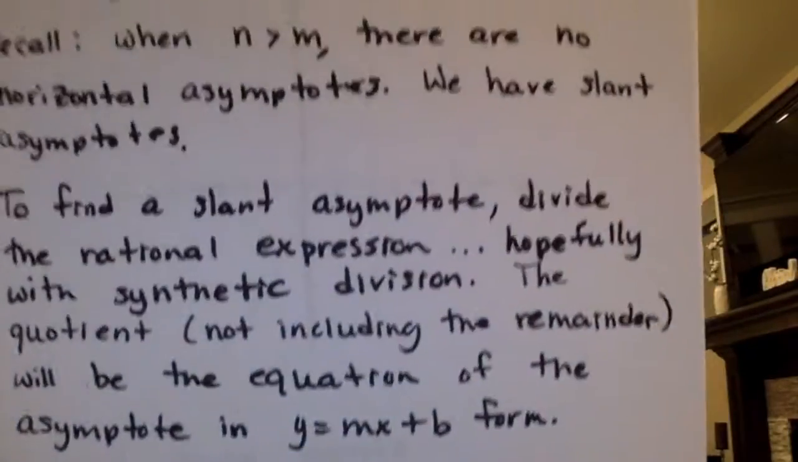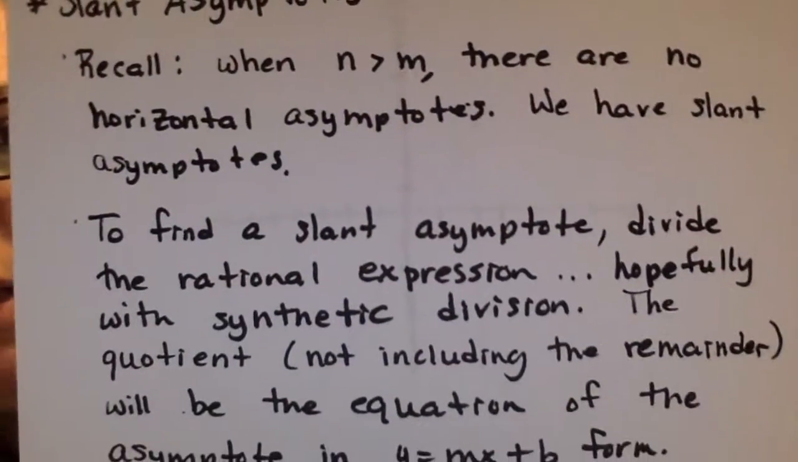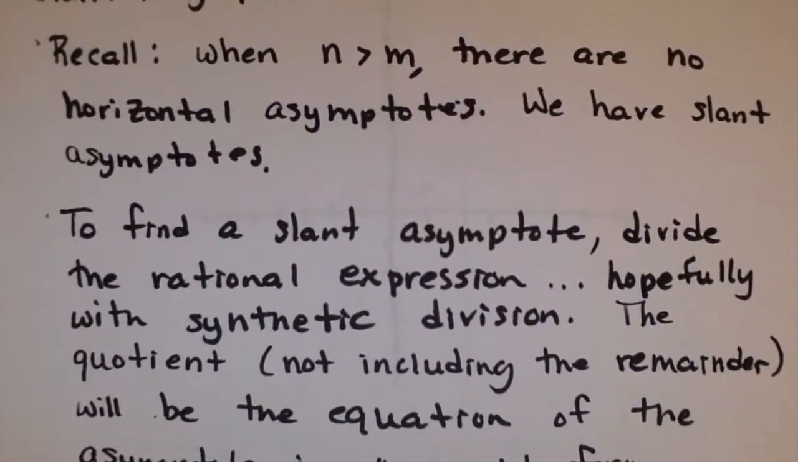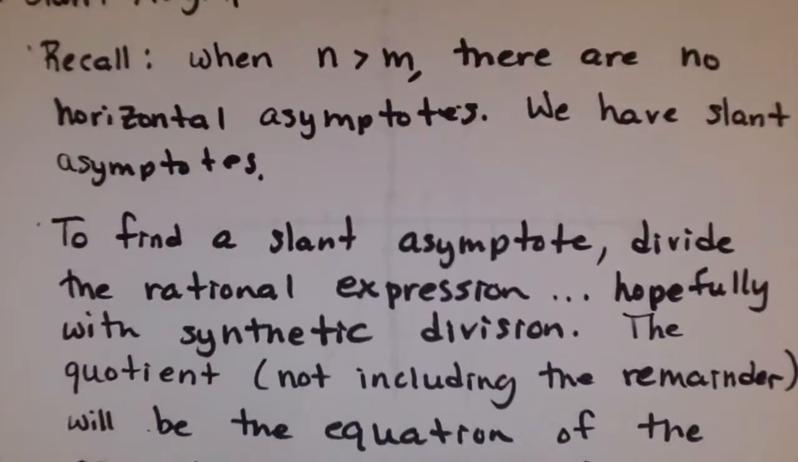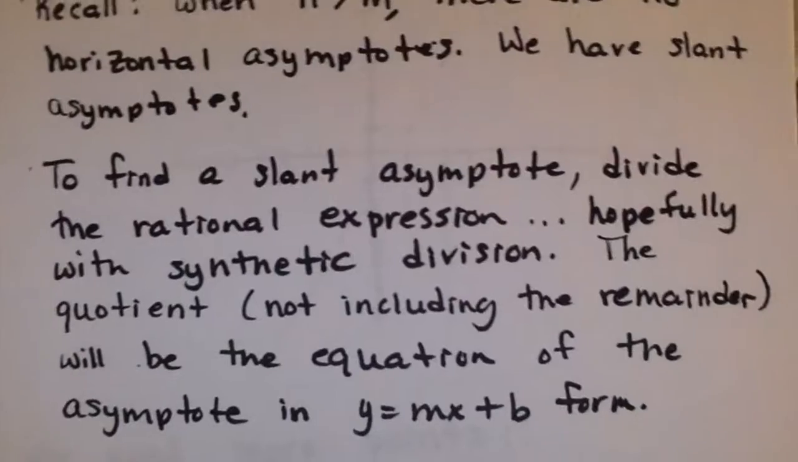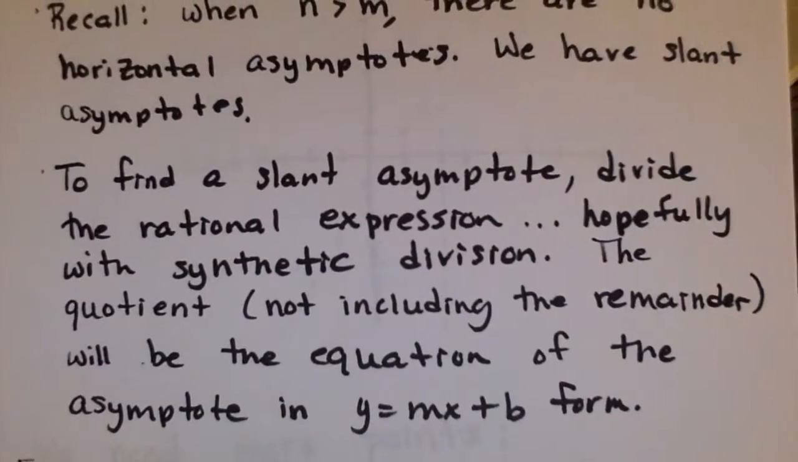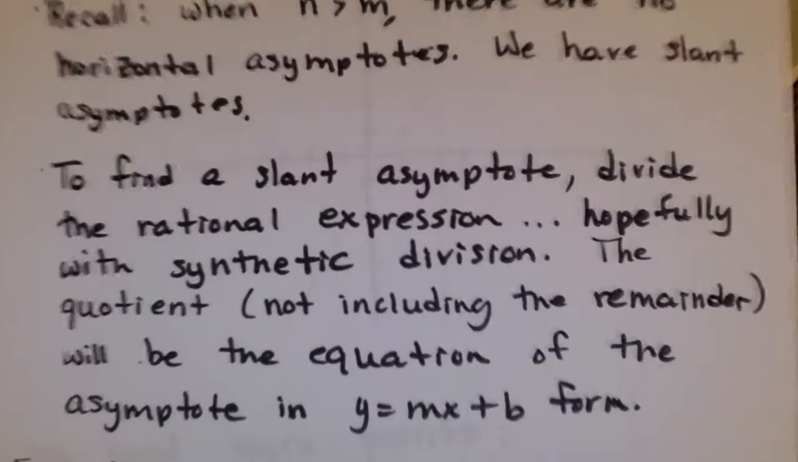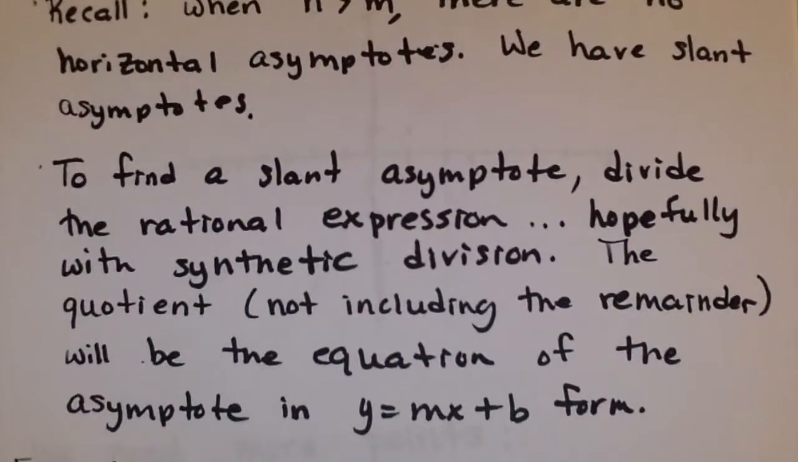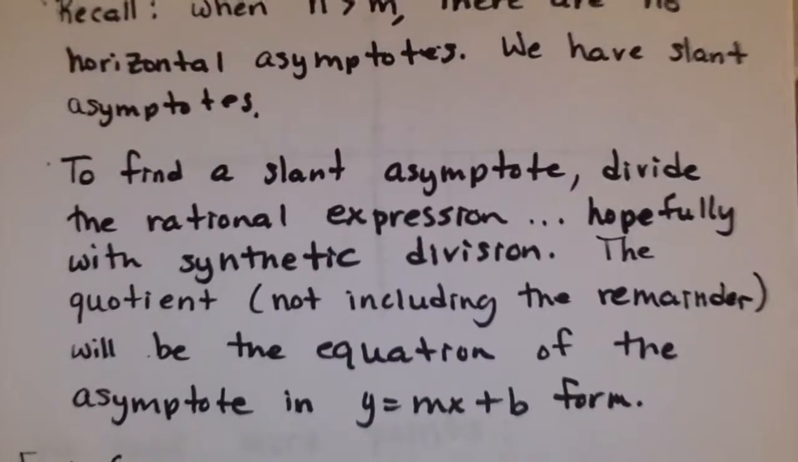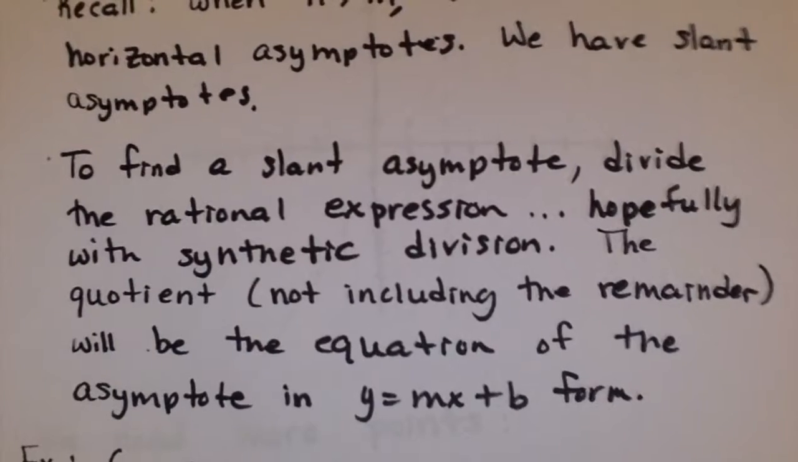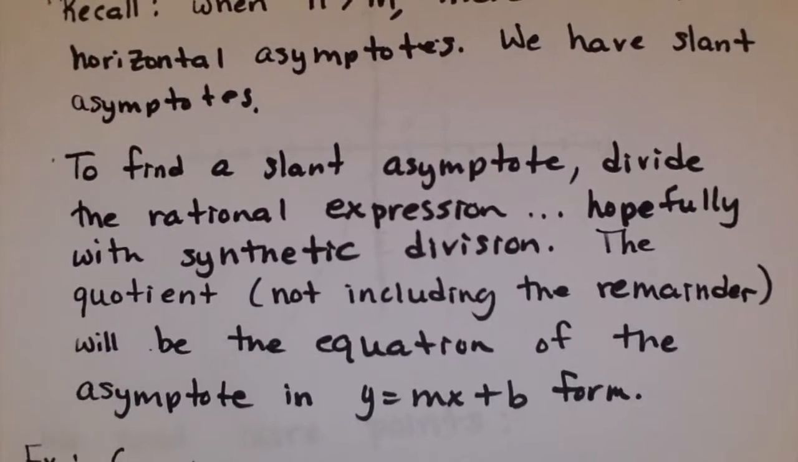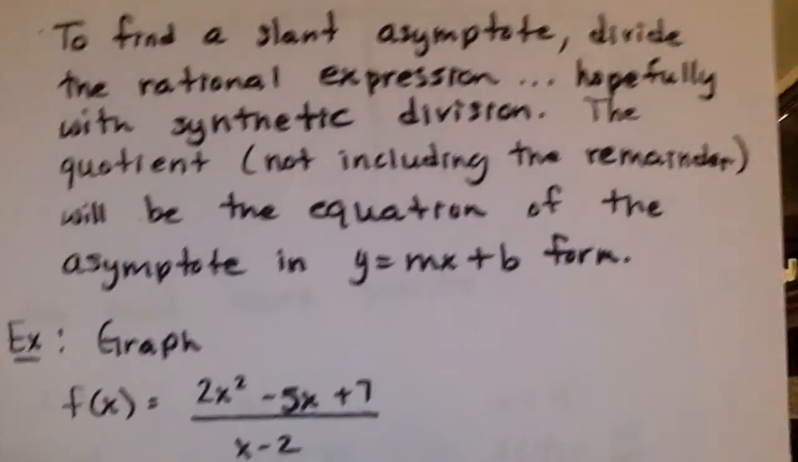We're still going to be graphing a little bit, but we also need to talk now about something called slant asymptotes. Remember last time we said that when the degree of the numerator was greater than the degree of the denominator, there are no horizontal asymptotes. Instead, we have what we call slant asymptotes. To find a slant asymptote, divide the rational expression, hopefully with synthetic division, because that's the easiest way to divide. The quotient, not including the remainder, so we ignore the remainder in this problem, will be the equation of the asymptote in y equals mx plus b form. Okay, so we're going to look at an example of that.